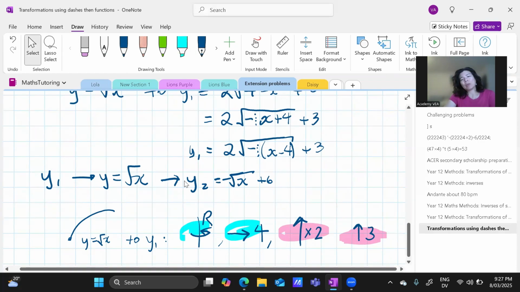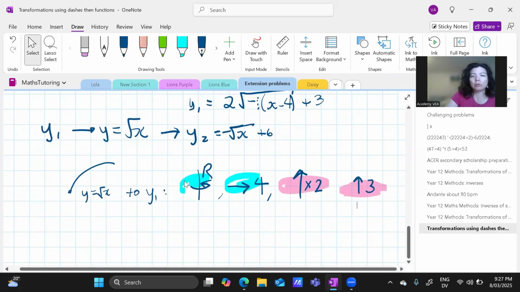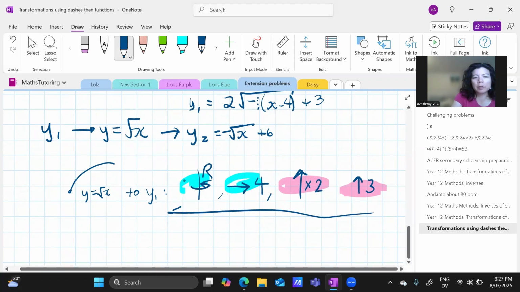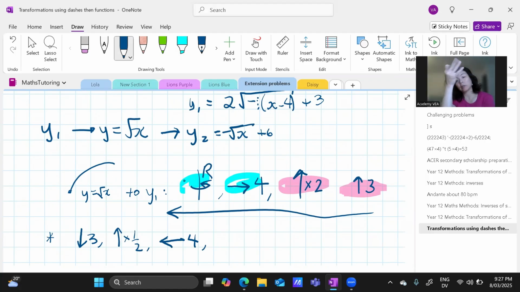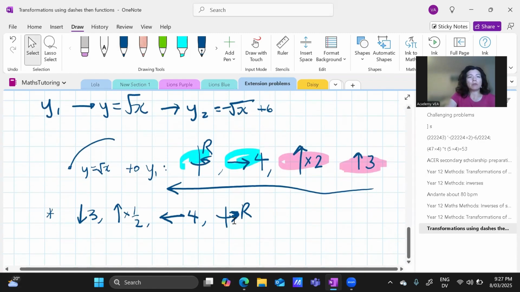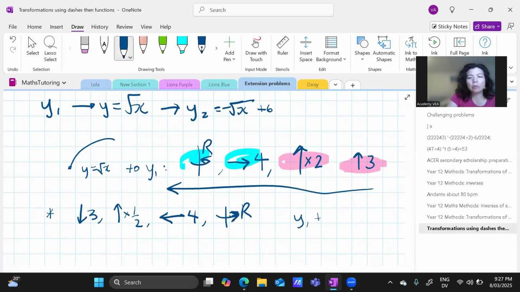And so what I do is I map backwards how I get back to the original square root function. So I basically reverse these steps and I write them out here. The opposite of adding 3 vertically is to subtract 3 vertically. The opposite of multiplying by 2 vertically is to multiply by half vertically. The opposite of going to the right by 4 is to go left by 4. And last but not least, to reflect, you just reflect again. Okay. And so that takes me from y1 back to y equals square root of x.